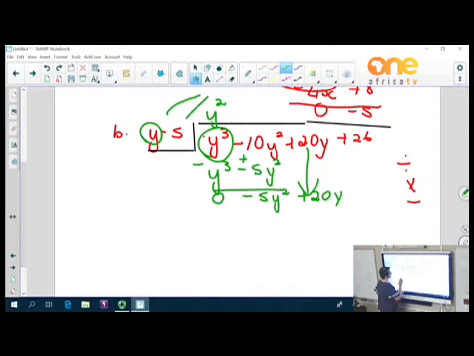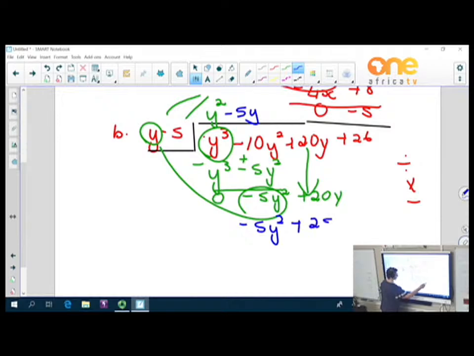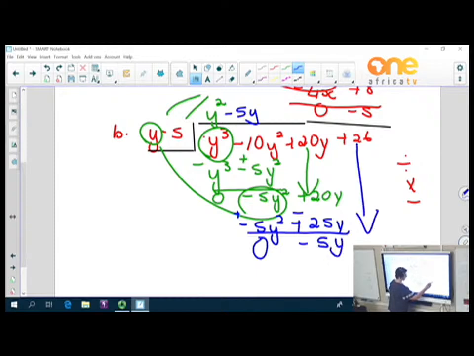How many times will y now divide into negative 5y squared? Negative 5y times. Multiply, then you have negative 5y squared. Negative times the negative is positive 25y. Subtract, so we change the second signs and add. This one eliminates. Plus 20 minus 25 is negative 5y. We bring down the last one, plus 26.